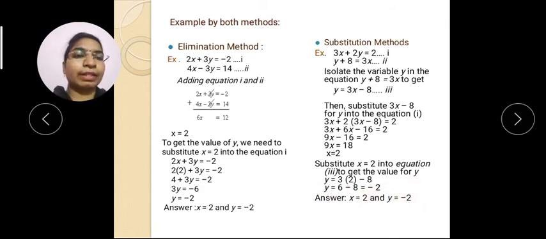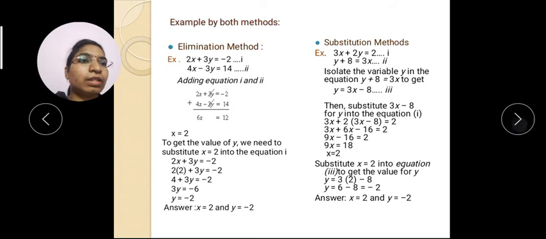Why am I saying simultaneous? Because at the time of solving, you are considering these two linear equations, and therefore it is called a simultaneous equation. And these two methods are there to solve the simultaneous equation. Just remember these two methods. Another method I will explain later on.